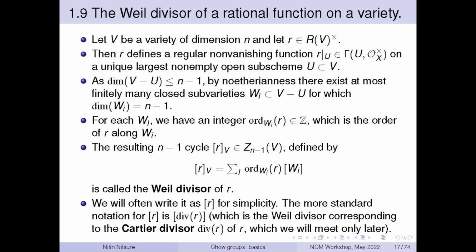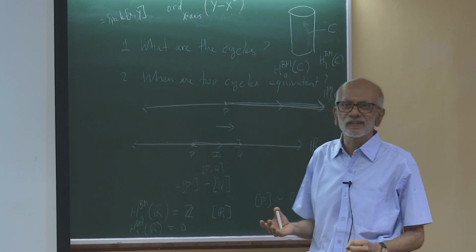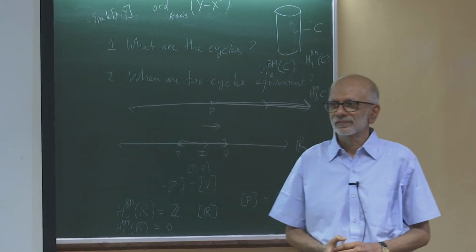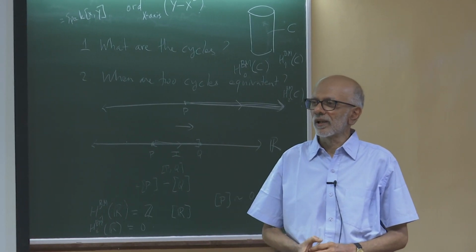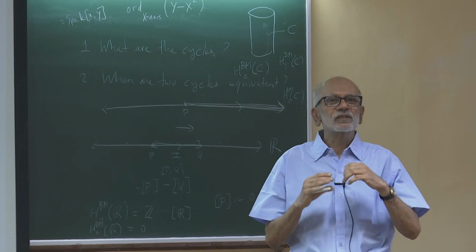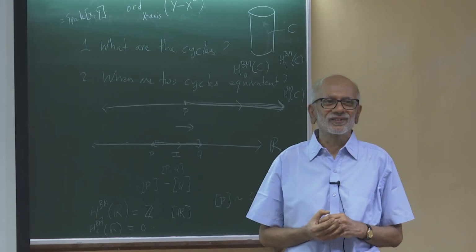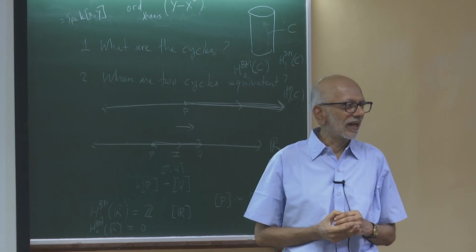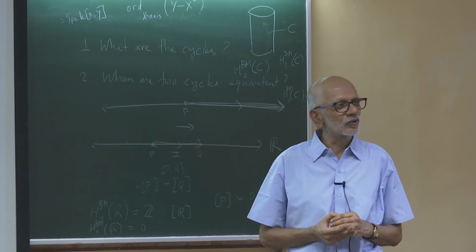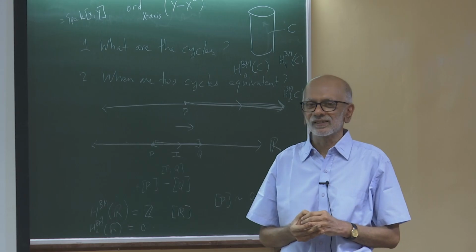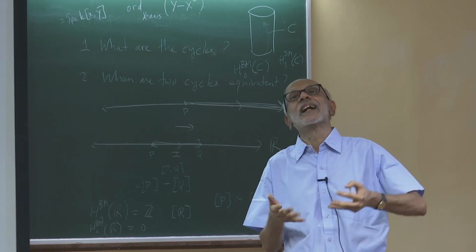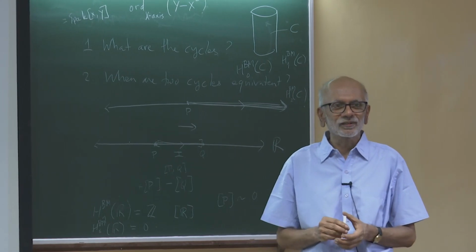What are the cycles and when are 2 cycles equivalent? Another way, since we have made it into an abelian group, of saying when are 2 equivalent, I really want to say when is their difference 0. This equivalence to 0 is going to define a subgroup, and the homology is going to be the quotient. So I have to tell you when is something equivalent to 0, and then of course you have to check, yes, I have to take the subgroup generated by these basic equivalences and then go modulo it.